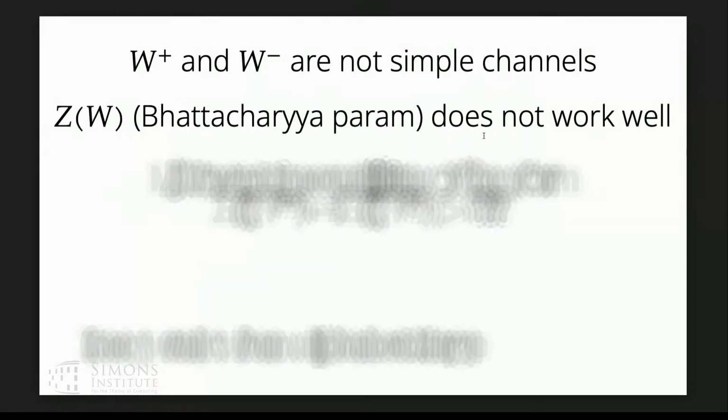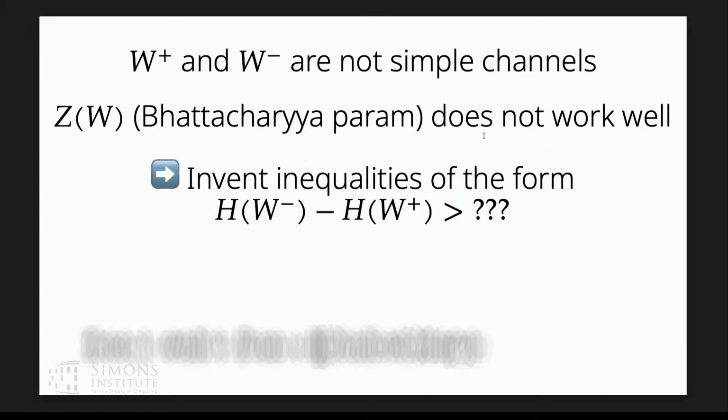Okay, so in this case, we still have the same problem that W plus and W minus are not simple channels. And then we have another bad news, which is that the Bhattacharya parameter doesn't work anymore. So you have to invent inequalities of the form where you're trying to compute the entropy of the bad channels and then the entropy of the good channel. And then we want to lower bound this quantity for all channels.